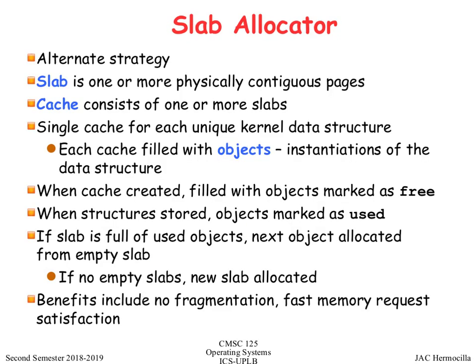Now, the next allocator for kernel memory is the slab allocator. So the idea of slab is you have a cache, simply a cache, and you have pre-allocated memory chunks of different sizes. So kumbaga, nagamit lang ng kernel is kukuha na lang siya dun sa mga chunks na yon, na pre-allocated. Okay? So you have a slab with one or more physically contiguous pages, and you have a cache which consists of one or more slabs. Okay? So single cache for each unique kernel data structure, and meron mga objects na doon tinatawag.